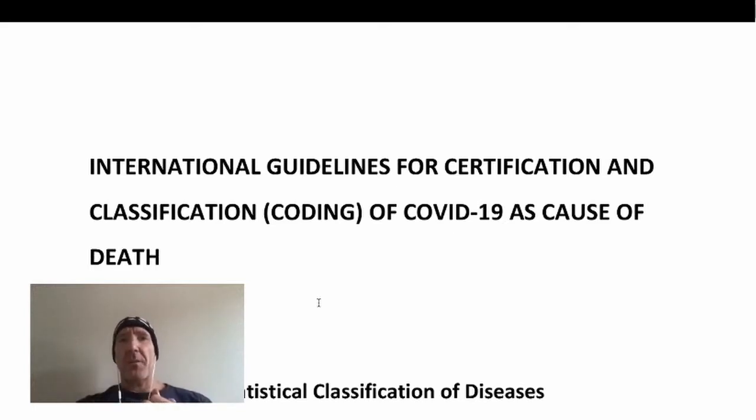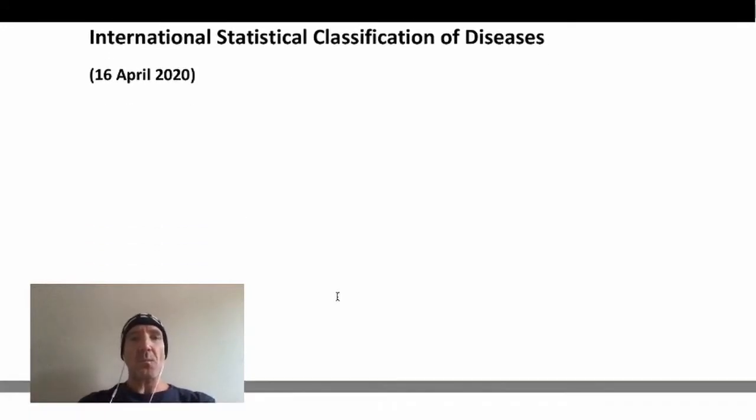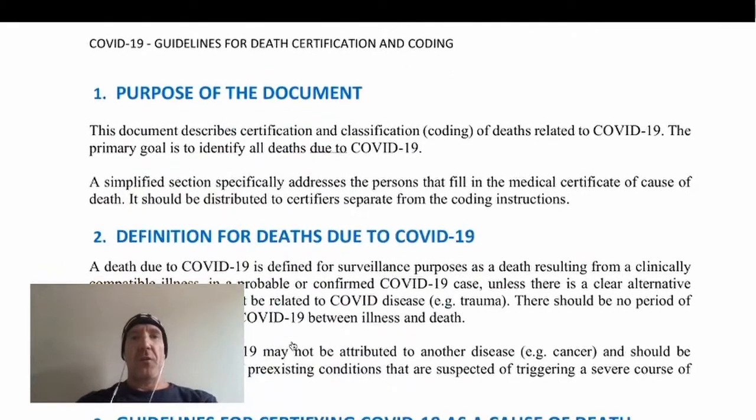We're going to look at this document over here, and then we're going to look at the actual application of these rules. Okay, so first off, we have a document here from the World Health Organization that talks about international guidelines for certification and classification coding of COVID-19 as cause of death. Like I said, it's linked below. What we have here, purpose of the document, etc. And we're just going to go for the main information that we have in this document.